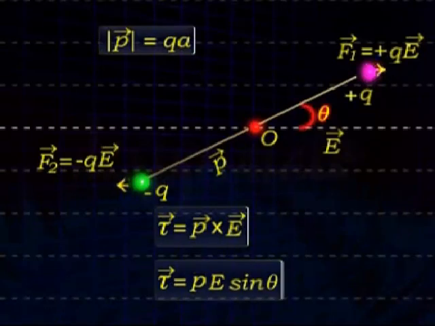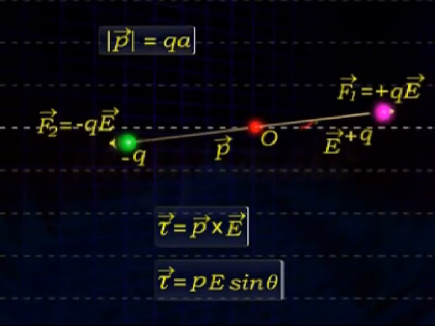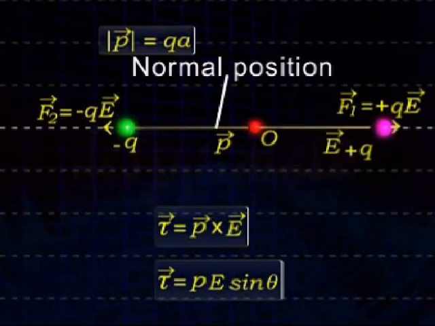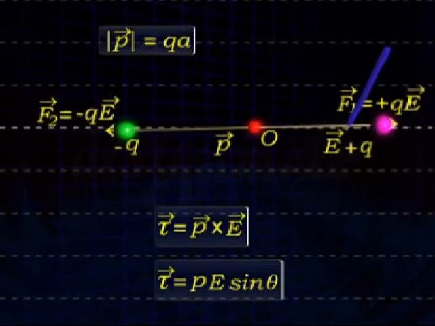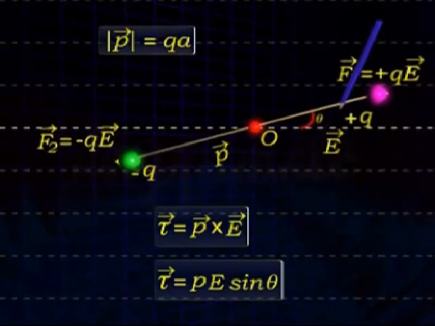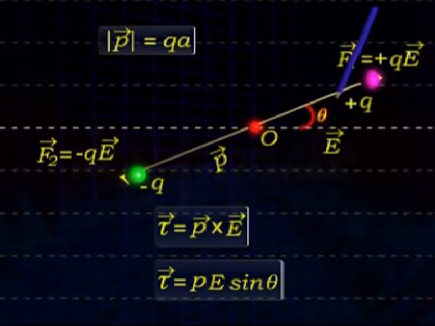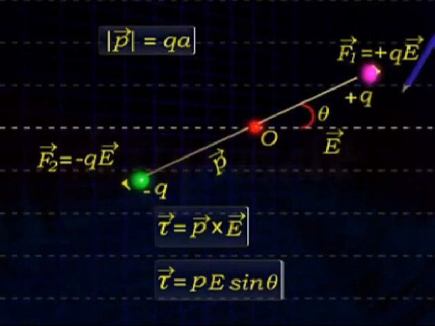This torque reduces the angle theta that dipole vector P makes with the field vector E, and finally the dipole takes the position along the direction of the field. This is the normal position of the dipole in the uniform electric field. Work is required to be done against the torque in order to displace a dipole from this normal position to a position making an angle theta with the field. This work is stored as the potential energy in dipole.